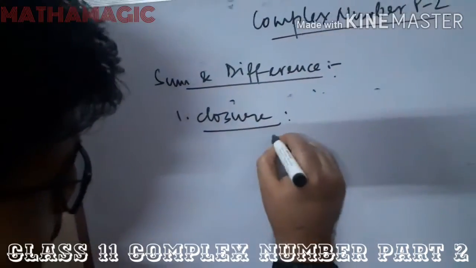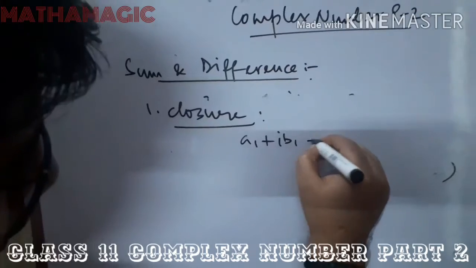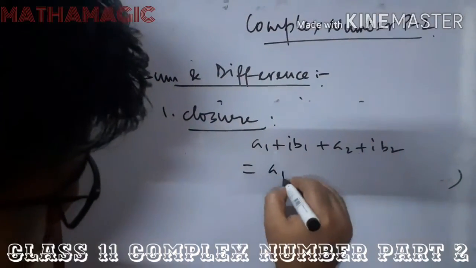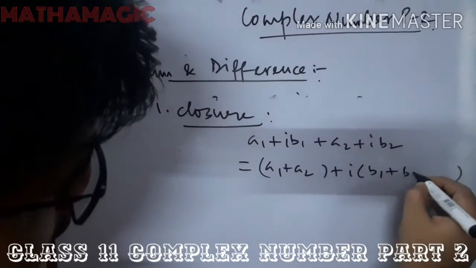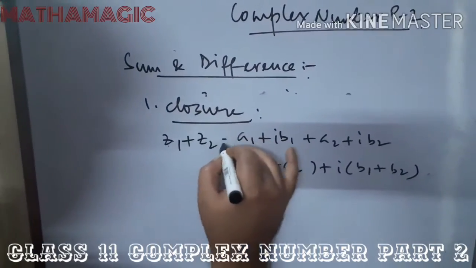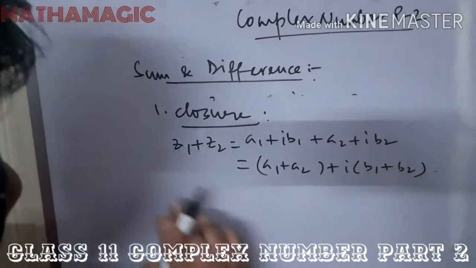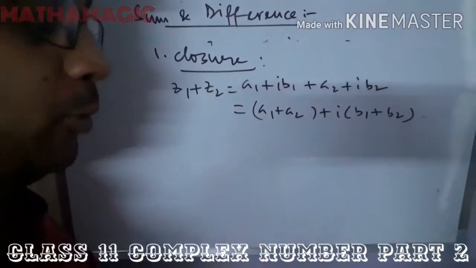In this property, it is being told that whatever we have seen is named as a property. Now, (a1 + ib1) + (a2 + ib2) will become (a1 + a2) + i(b1 + b2). We have seen it already, right? We have done z1 plus z2, in which we have seen this. So in this property, it is being said that if we add two complex numbers, then the sum of two complex numbers will also be a complex number.